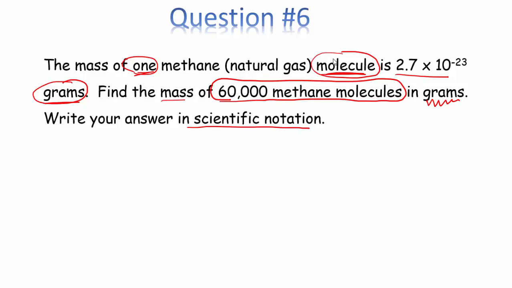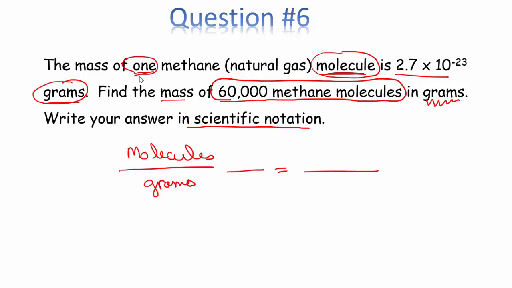Okay, so first of all, I'm comparing two different things. I'm comparing molecules to grams. Then I look at my information. I have one methane molecule, so next to molecule, I put 1. How many grams is related to that? 2.7 times 10 to the negative 23 grams. If it's related, it goes on the same side of the proportion. So 1 molecule is 2.7 times 10 to the negative 23 grams.